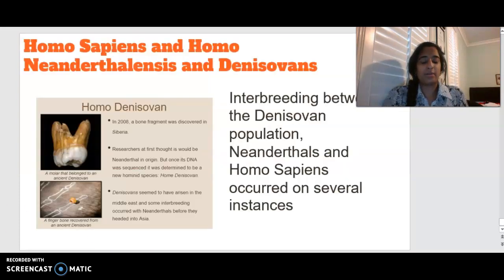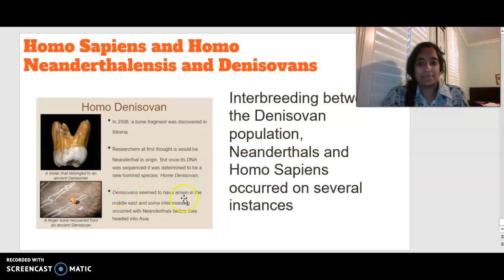All right, the final part that we needed to just look at were Denisovans. Okay, so Homo denisovan. In 2008, a bone fragment was discovered in Siberia. Researchers first thought that it was Homo neanderthals, but once they looked at the DNA sequence, it was determined that it was a different hominid sequence. So they were then named Homo Denisovans.